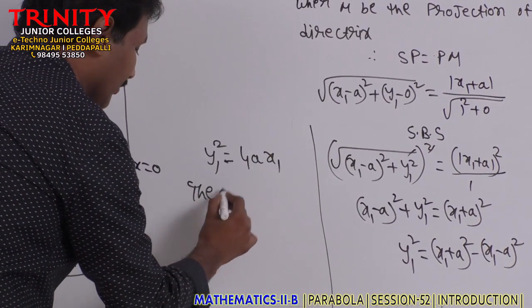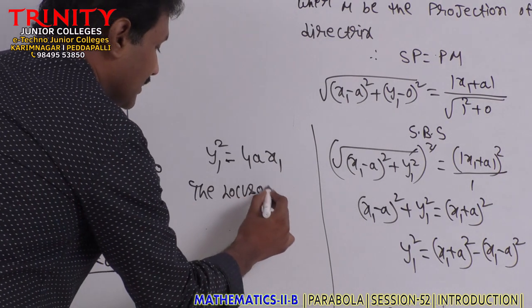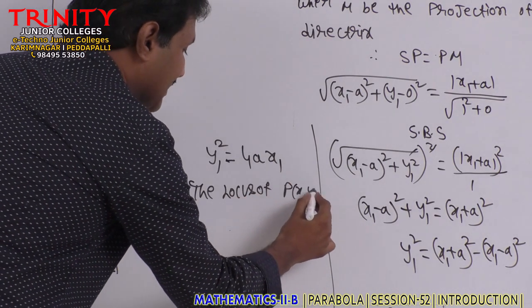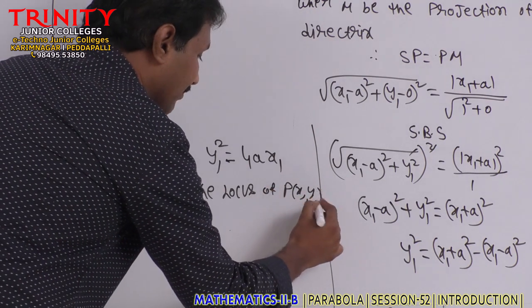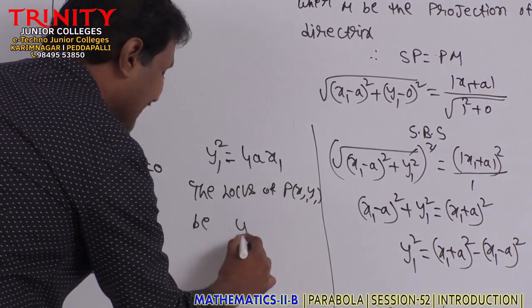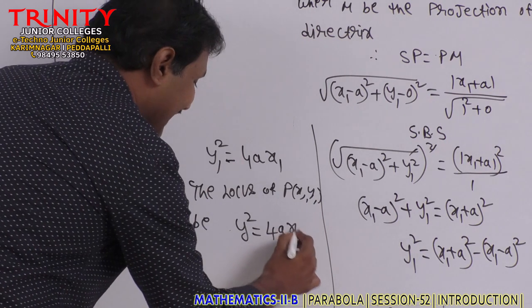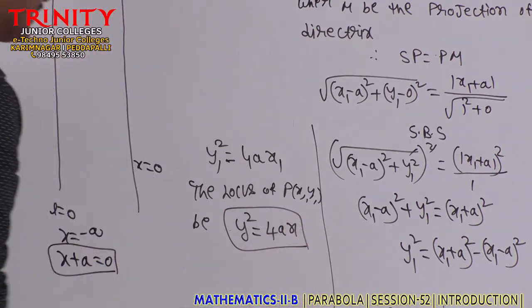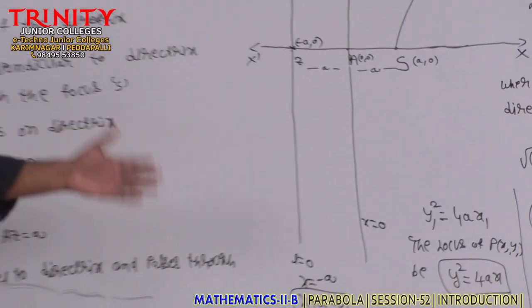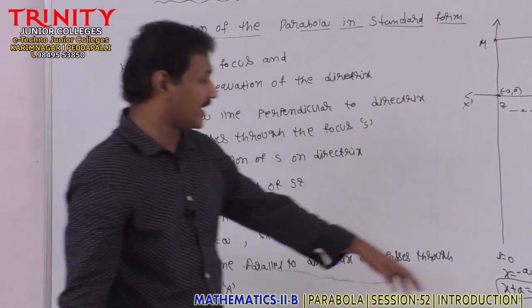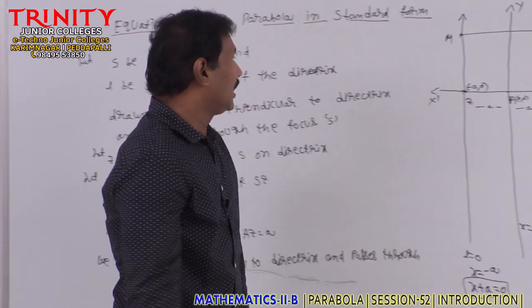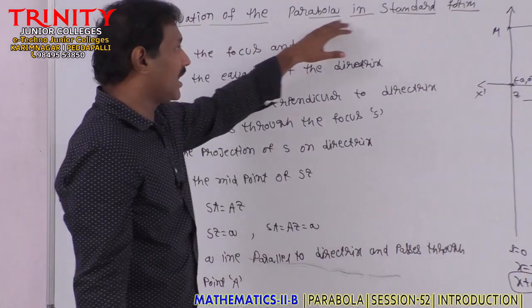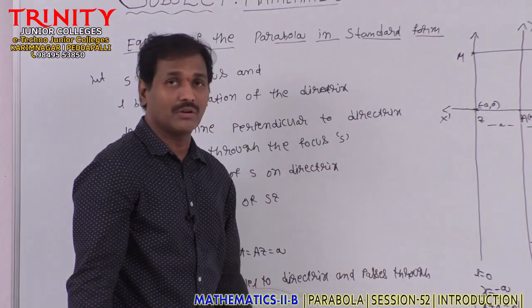The locus of P (x1, y1) is y square equal to 4ax. This is the equation of the parabola in standard form. The equation of the parabola in standard form is y square equal to 4ax.